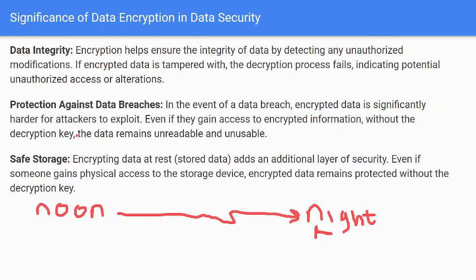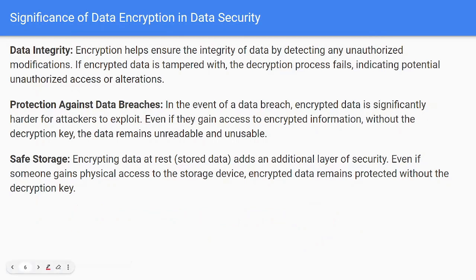So the next one is the protection against data breaches. In events of data breach, encrypted data is significantly harder for an attacker to exploit. We said it before that once data has been breached and the data is encrypted, it's very difficult for the attacker to exploit it, because they can't have access to the information unless they find the decryption key. You understand? And finding the decryption key can take a lot of process. So it protects against data breaches.